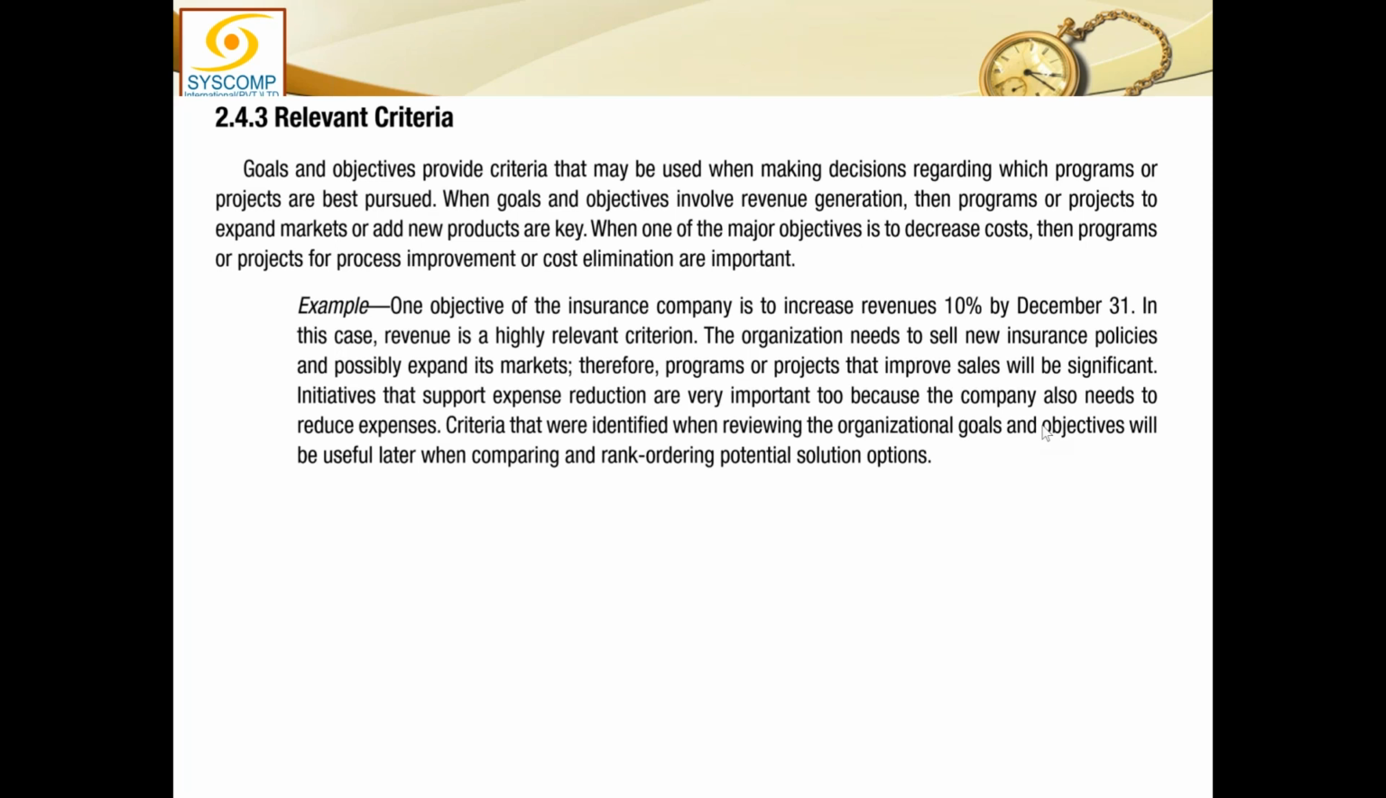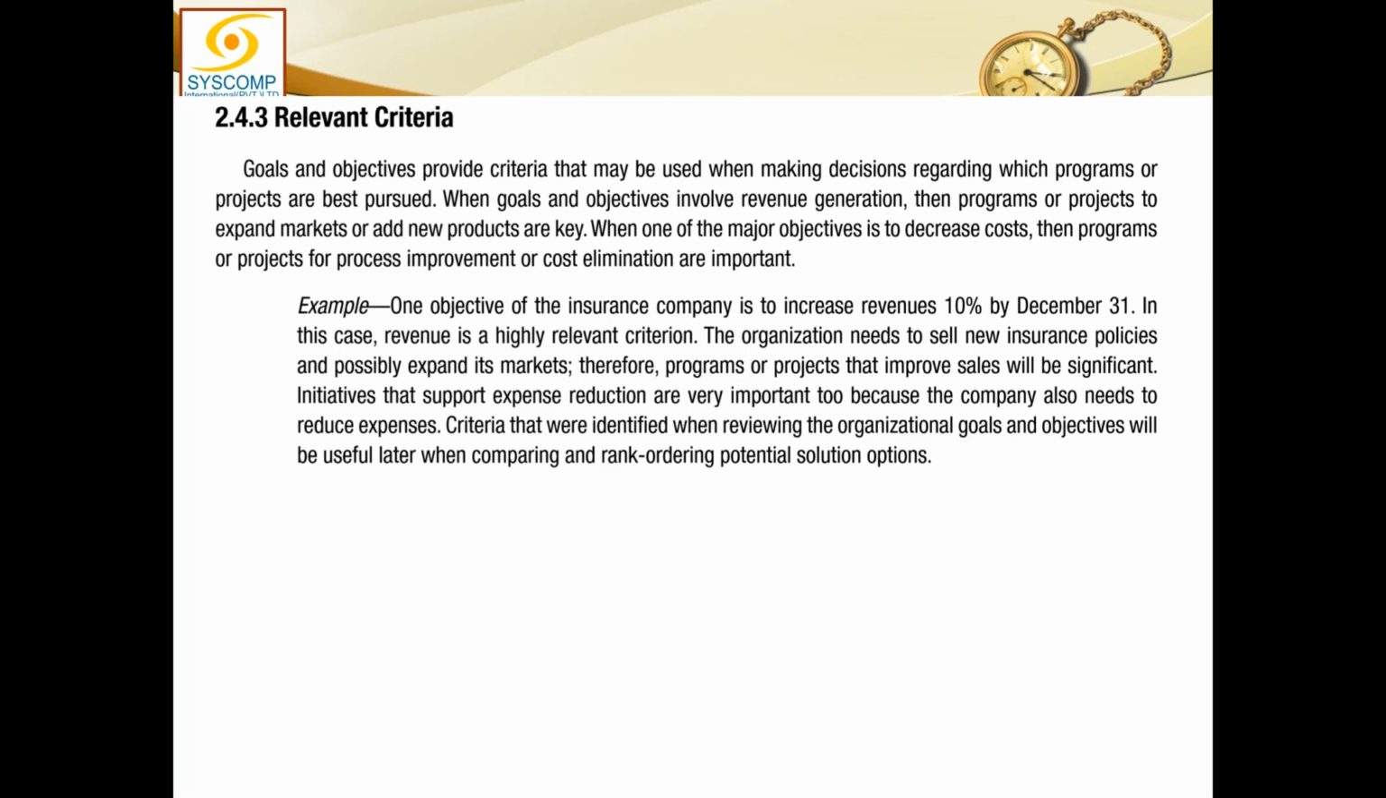So okay, I was saying when goals and objectives involve revenue generation, then projects and programs to expand markets or add new products are key. And if one of the major objectives is to decrease the cost, then programs and projects for process improvement or cost elimination are important. So naturally, whatever is my goal or objective, that takes precedence. And naturally, all those projects and programs which serve that goal or objective better would be on higher priority to start.